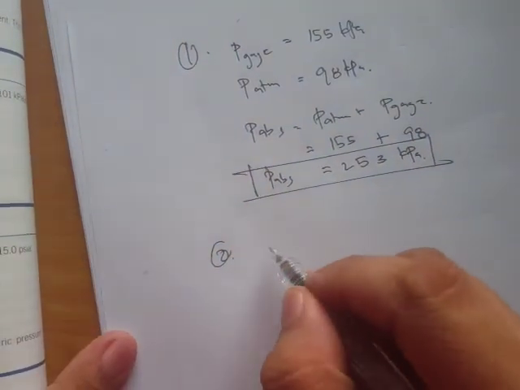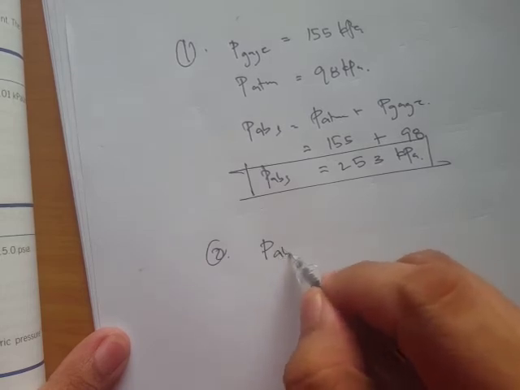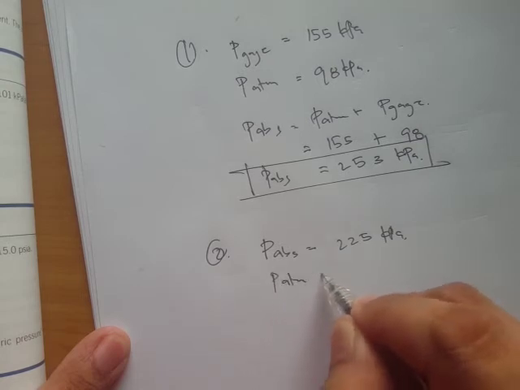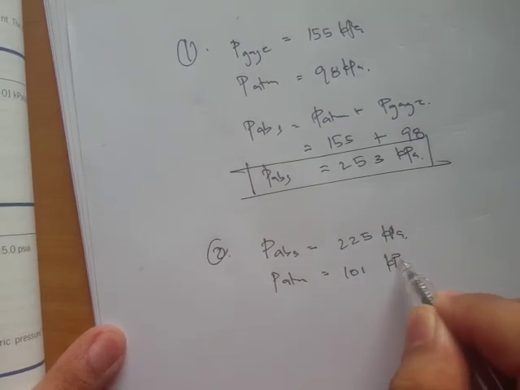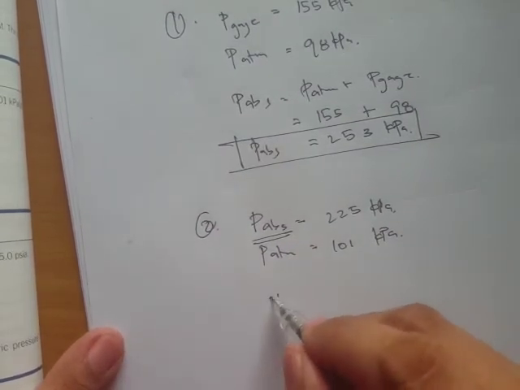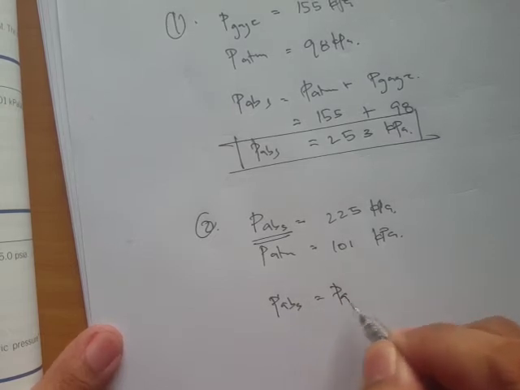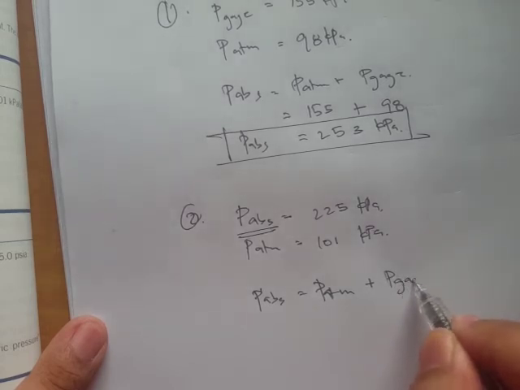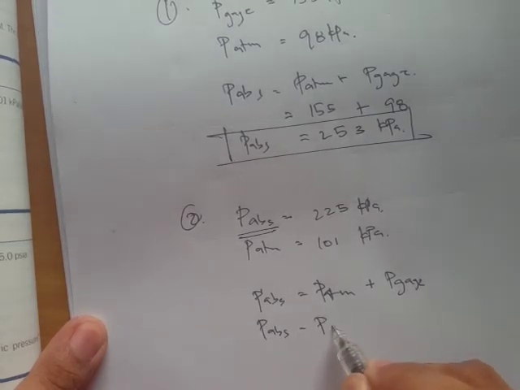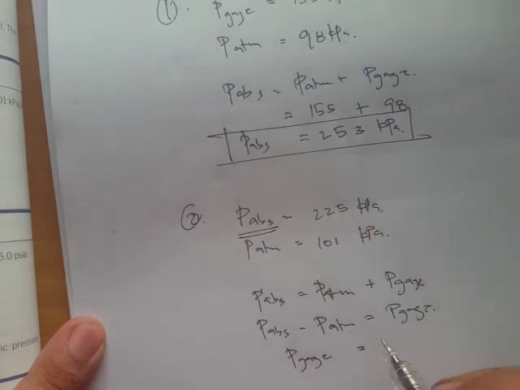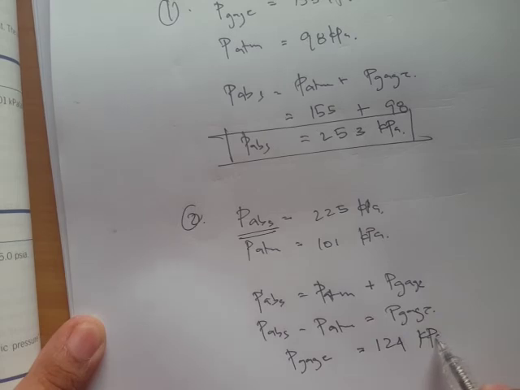So P abs is 225 kPa and P atmospheric is 101 kPa. If you express this in terms of P gauge, this is very basic computation: P absolute minus P atmospheric is equal to P gauge. So therefore, P gauge is equal to 124 kPa.